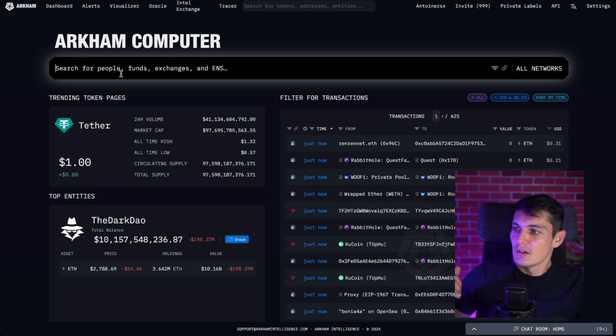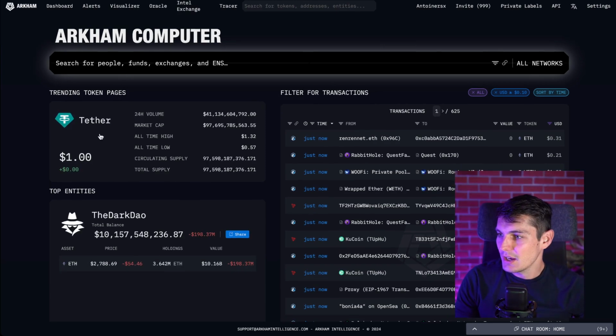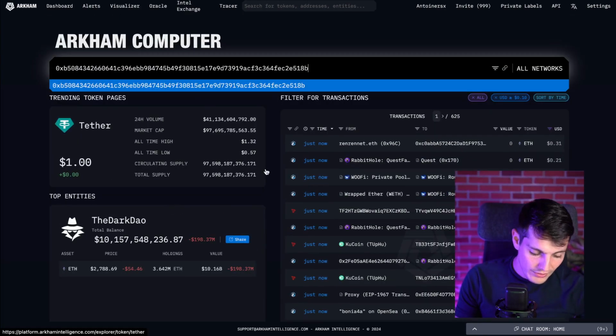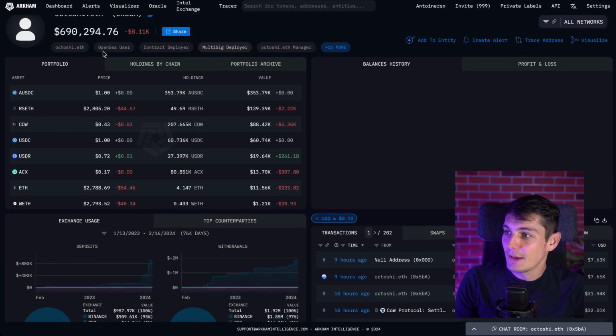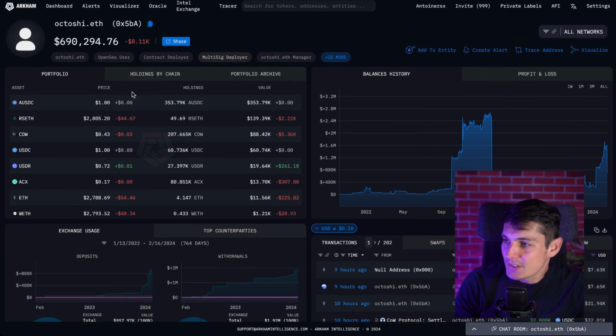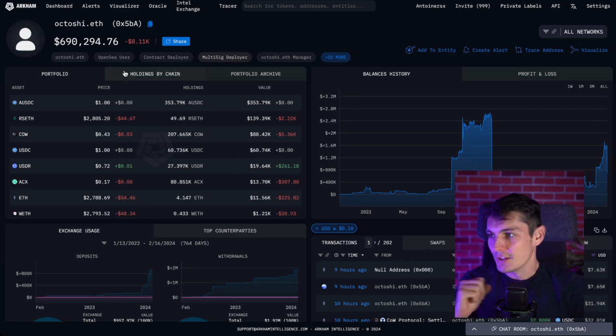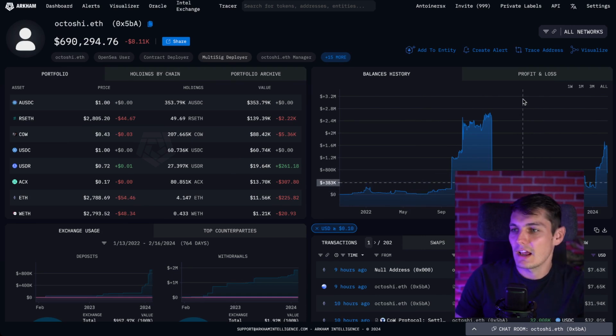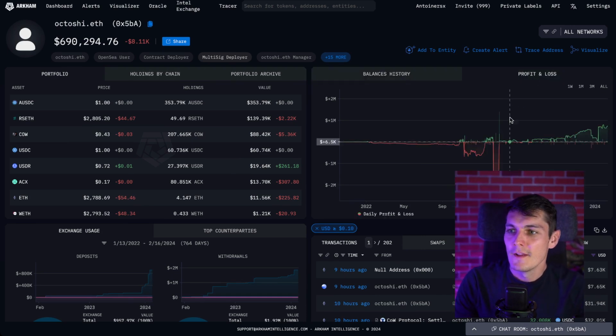Arkham Intelligence. I don't know why they say Arkham Computer here, but it's a tool that will also help you to analyze all the transactions. Now, if I take our same wallet, you see different data will be shown on different tools. The same person now only has 700K. And I can see the evolution of the portfolio. One thing that I like compared to the other tools that we saw is that we have the profit or loss that seems a bit more accurate.